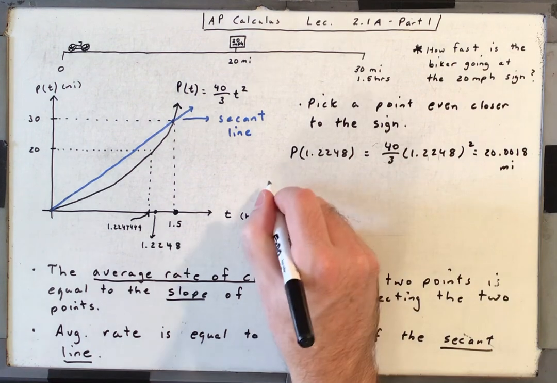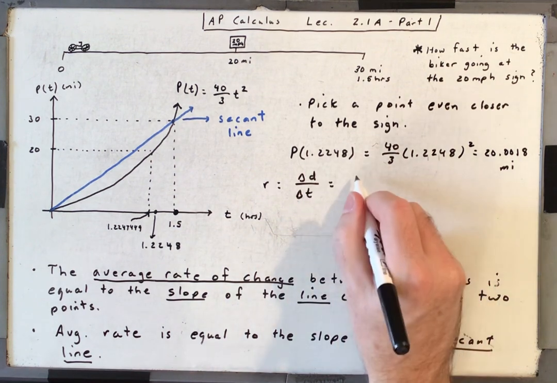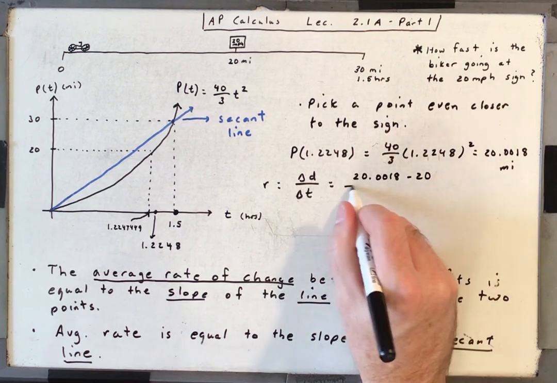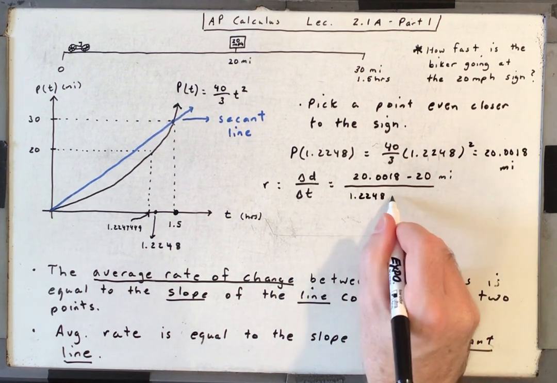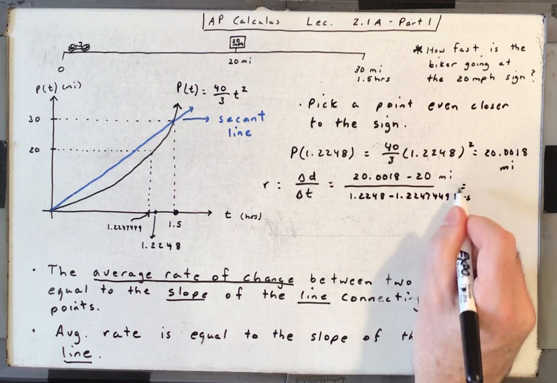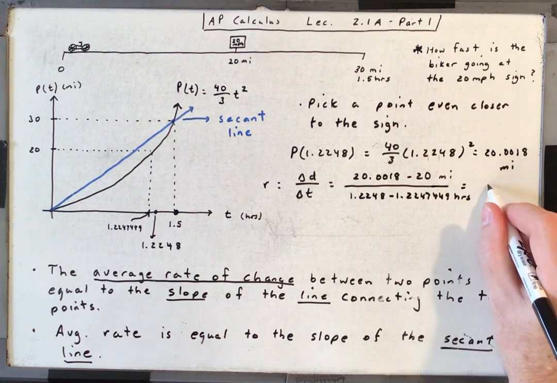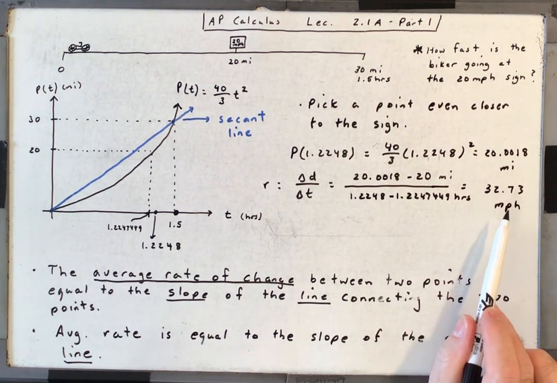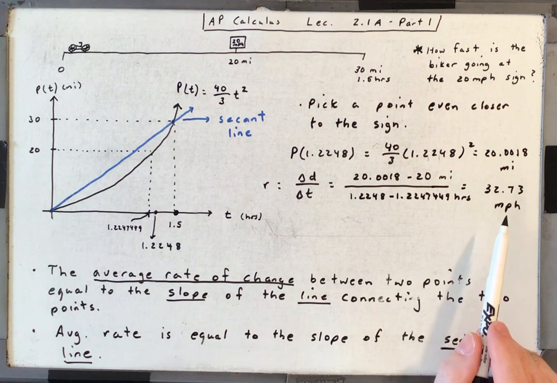Okay, so let's get the rate then. Rate is change in distance over change in time. So that's going to be change in distance 20.0018 minus 20. So we're in miles on top, over 1.2248 minus 1.2247449 hours on the bottom. Okay, that is 32.73 miles an hour. So far, that's our best estimate of how fast the biker was going at the 20-mile-an-hour sign. It's not exact, but that's our best estimate.